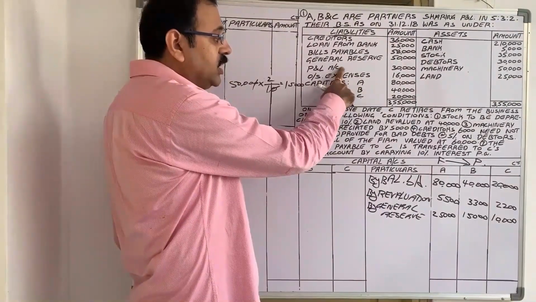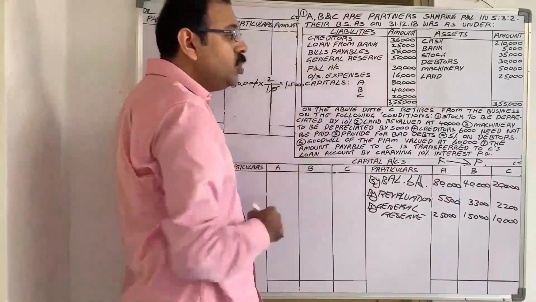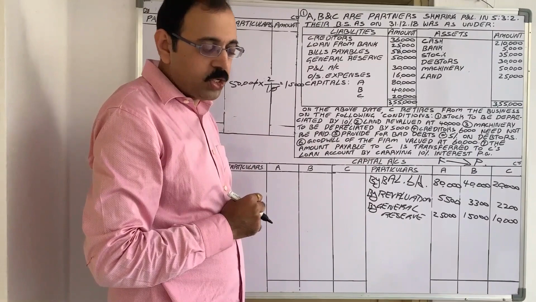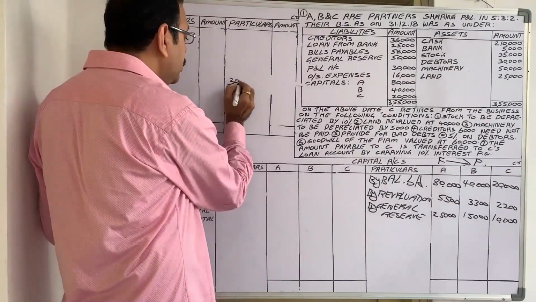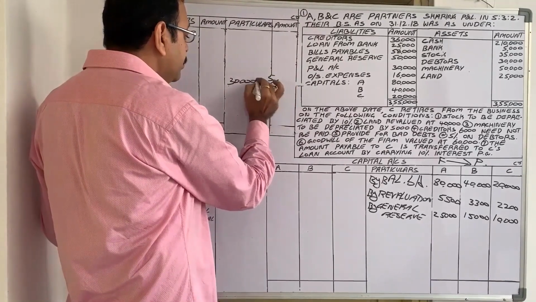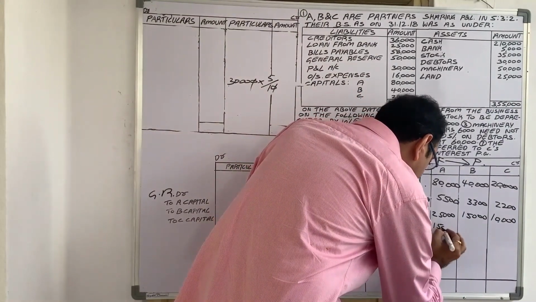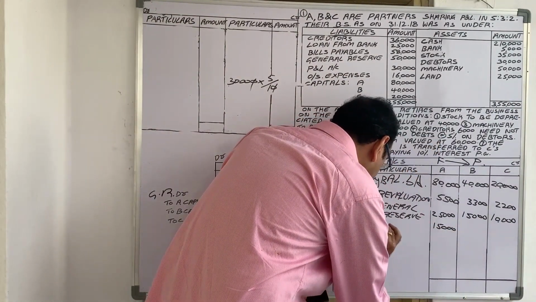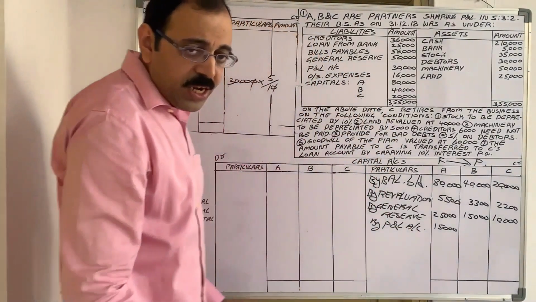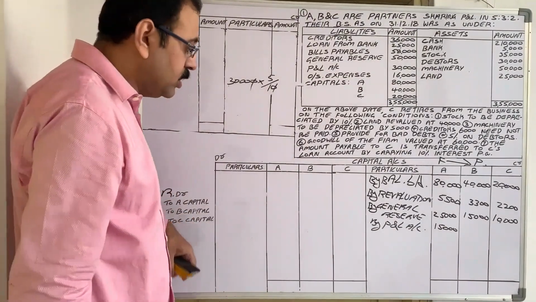Profit and loss is given on the liability side, which means this is accumulated profit. That also we have to divide among all partners in the old profit and loss ratio. 30,000 rupees into 5 by 10 is 15,000 for A. What do we write? By profit and loss account. What is the entry for that? Profit and loss account debtor to all partners' capitals.